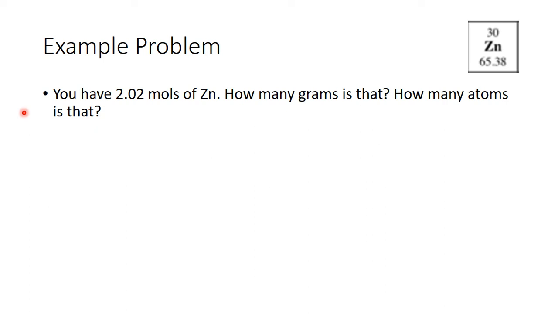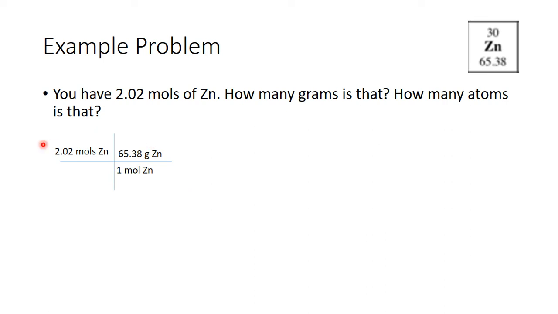Alright, so let's take a look at this. We're going to start with train tracks because this is dimensional analysis. Like I said in the previous video, we're going to use dimensional analysis a lot. So let's start with our given information. We have 2.02 moles of zinc. How about our conversion factor? Well, it's given in the periodic table, where 1 mole of zinc is equal to 65.38 grams of zinc.